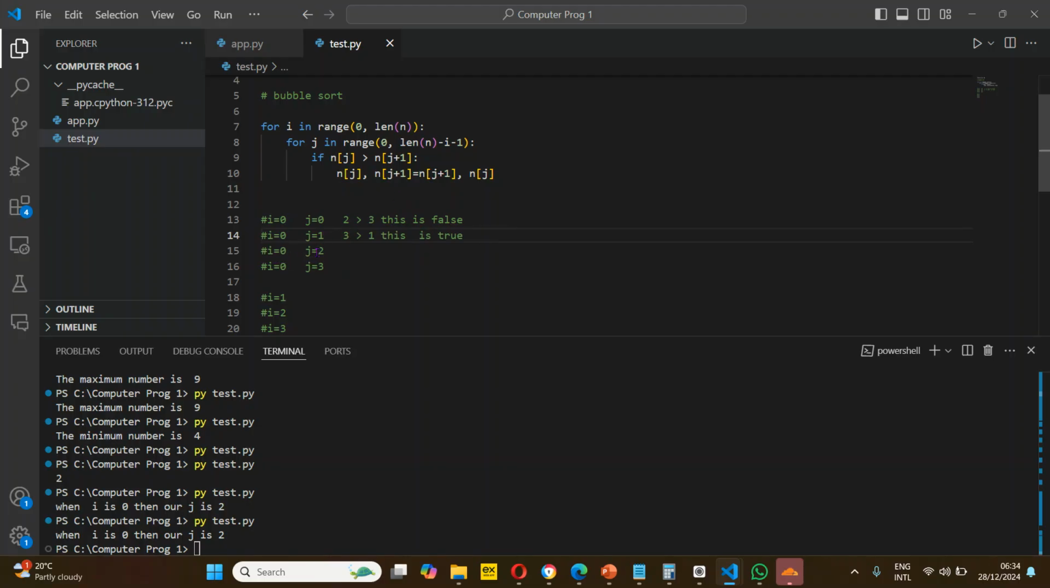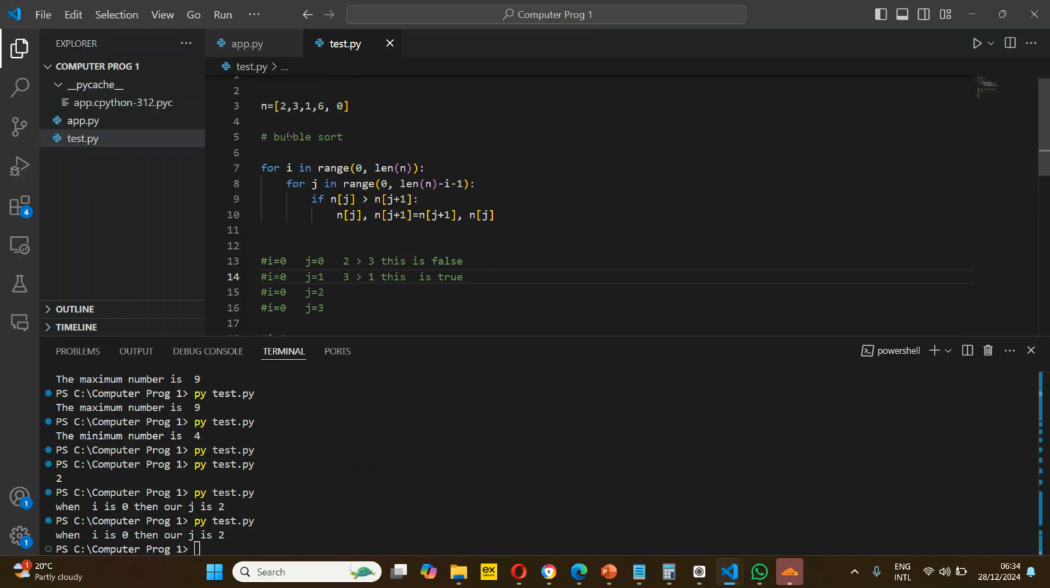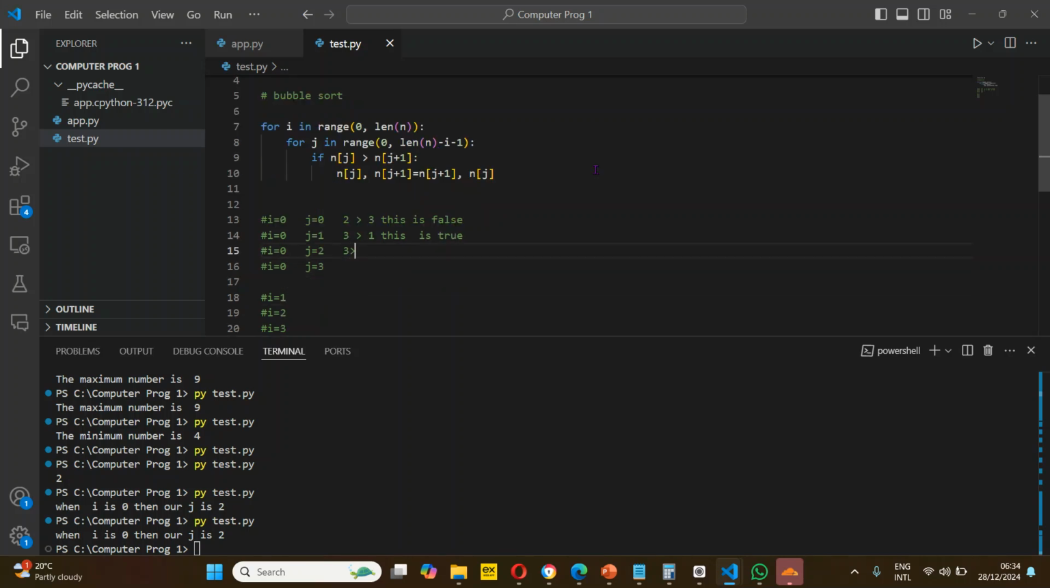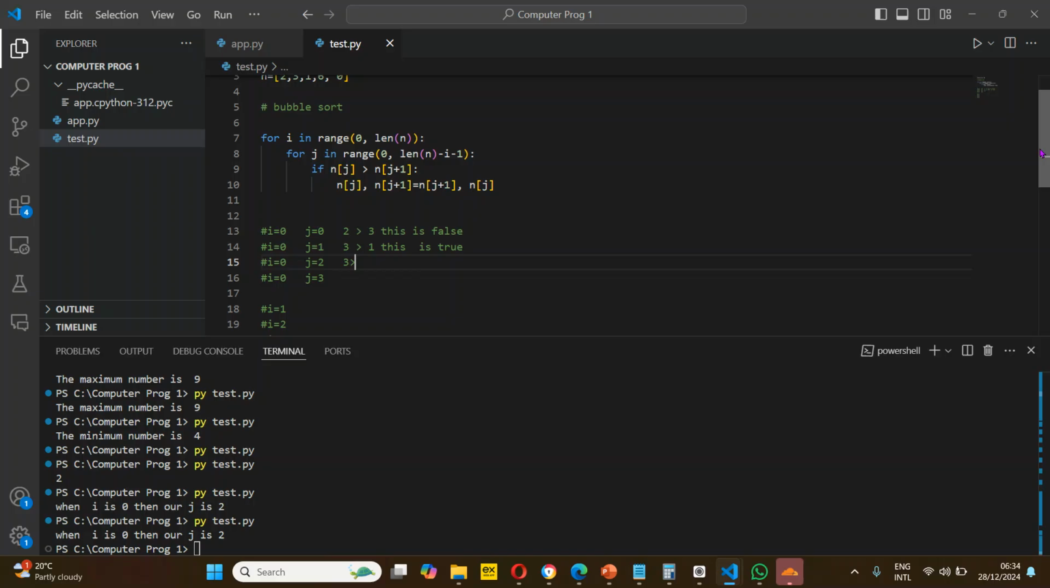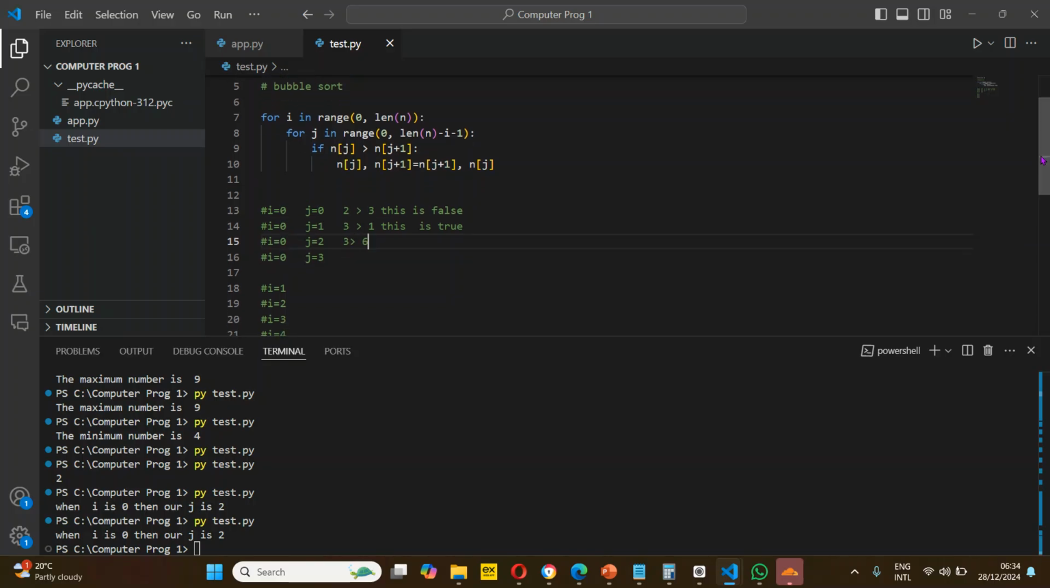So when i equals 0 and j equals 2, it means that our n of j is at index 2. Remember that our new n of j is 3, not 1, because 1 is already here. So it becomes 3. Is 3 greater than 6, right? This is false. Nothing happens.